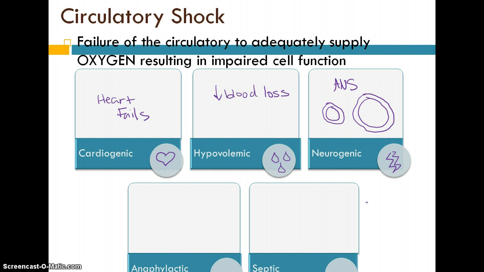All right, the last two down here are anaphylactic, and I'm going to draw a little peanut. This is a severe allergic reaction that can result in circulatory shock. And then the last one I'm going to draw is a little bacterium, with a little flagellum there. Septic shock is when bacterial toxins are released from bacteria and they literally poison the blood so it cannot do its job. So let's look at blood pressure, let's look at pulse, and finally the different avenues of circulatory shock.